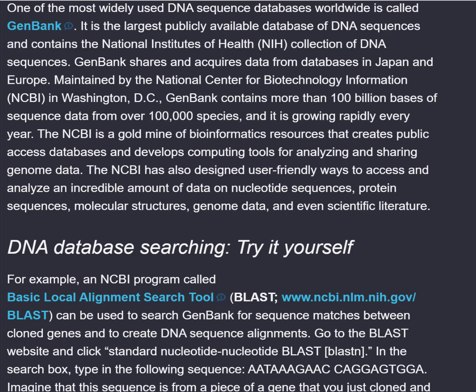The NCBI is a goldmine of bioinformatics resources that creates public access databases and develops computing tools for analyzing and sharing genome data. The NCBI has also designed user-friendly ways to access and analyze an incredible amount of data on nucleotide sequences, protein sequences, molecular structures, genome data, and even scientific literature.